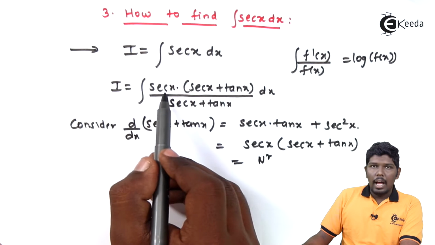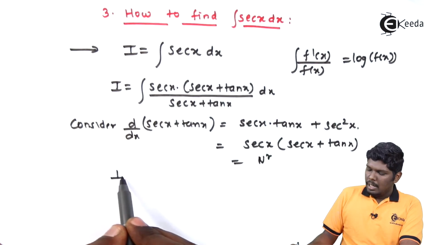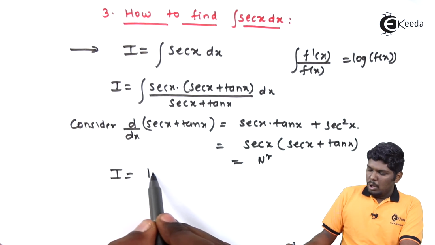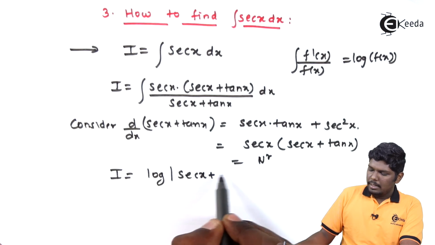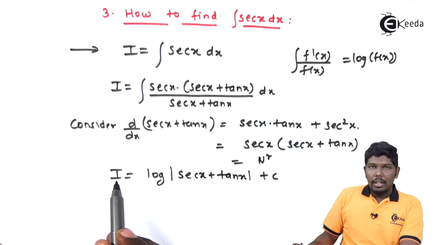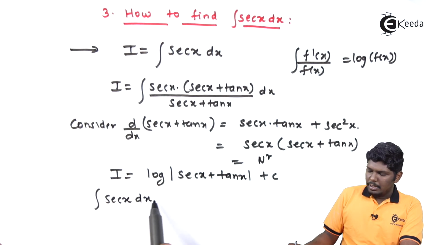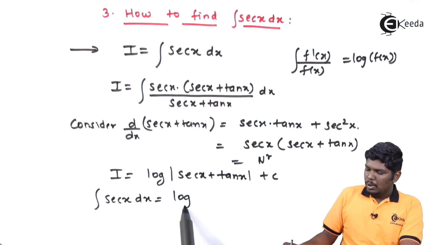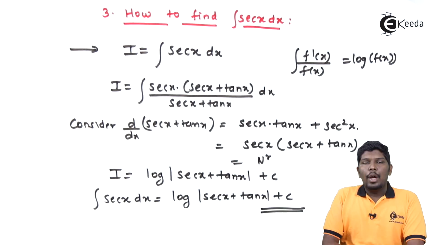Therefore, the given integral I becomes in the form of f dash x upon f of x. I will be directly equal to log of denominator, that is log of sec x plus tan x plus c. Here the value of I is integral sec x dx, that is equal to log of sec x plus tan x plus c. I hope friends you have understood how to find the integral of sec x.